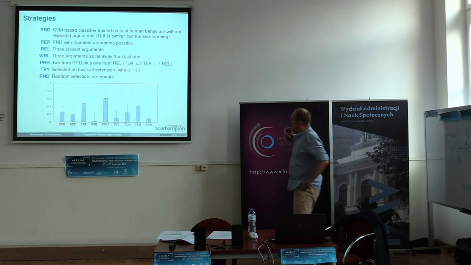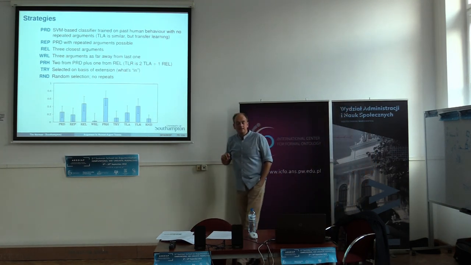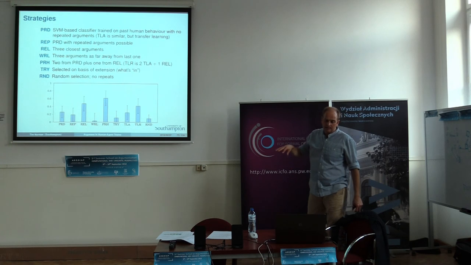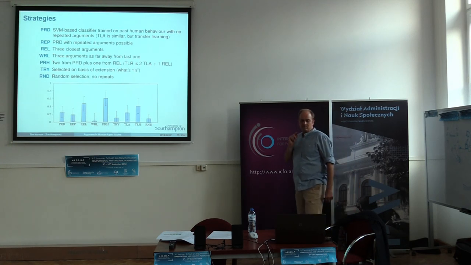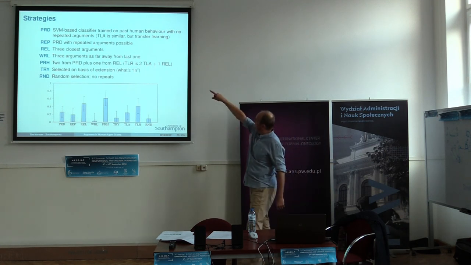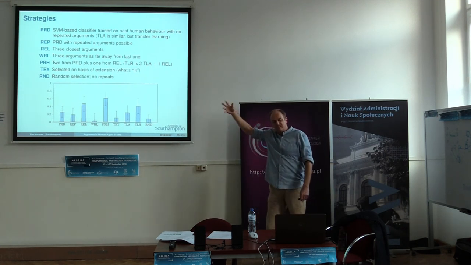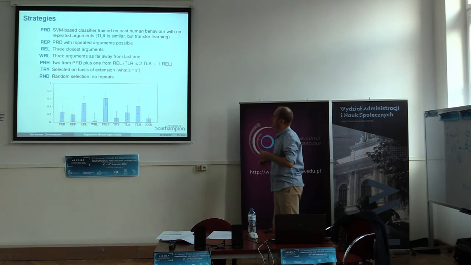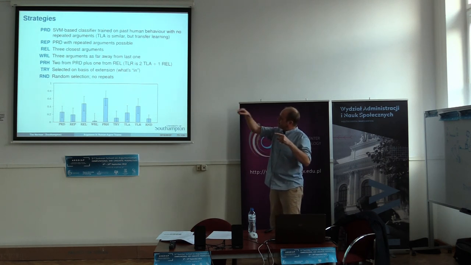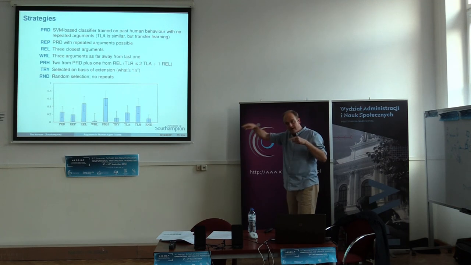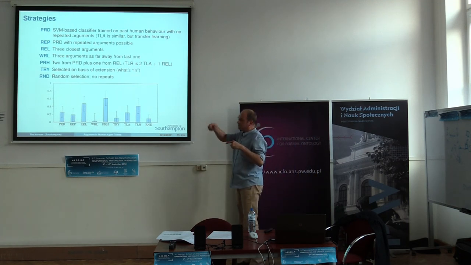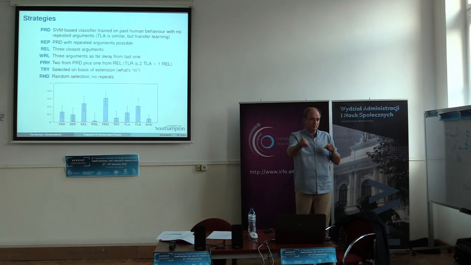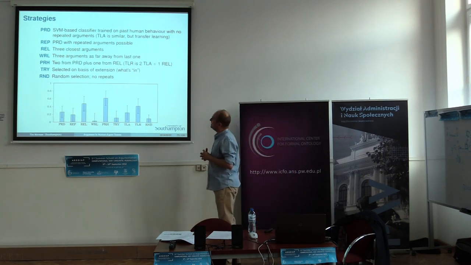This is the last slide for today. These are the strategies they looked at. They looked at two machine learning techniques. TLR, transfer learning, and support vector machines, which is a natural language processing technique, because it sort of looks at relationships between things rather than things in isolation. So they had an SVM classifier trained on past behavior to predict what you're going to say or what you're going to choose in your next move.